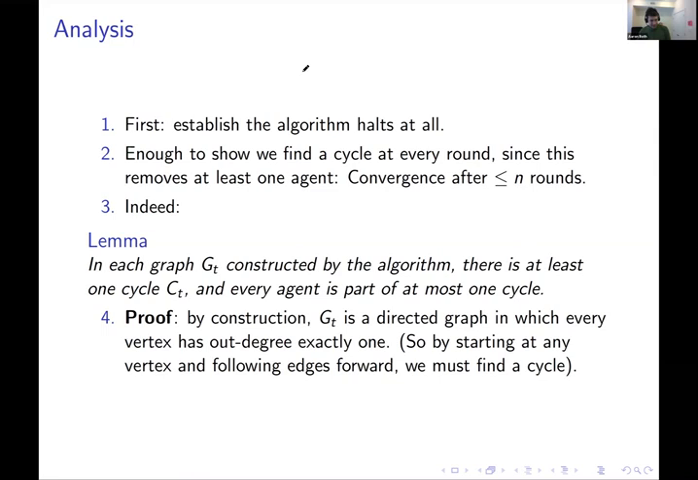So just because of how we're constructing these graphs, that everyone's pointing to exactly one vertex, we know that there has to be a cycle. And so this concern we might have had that the algorithm is ill-defined, gets stuck, we don't have to worry about that. The algorithm is well-defined and will halt after at most n rounds.